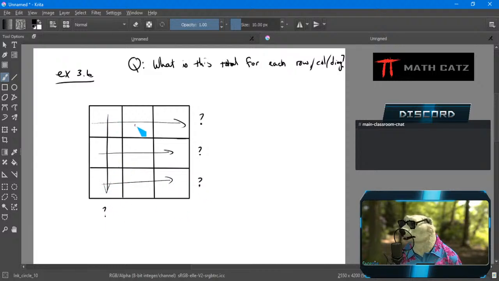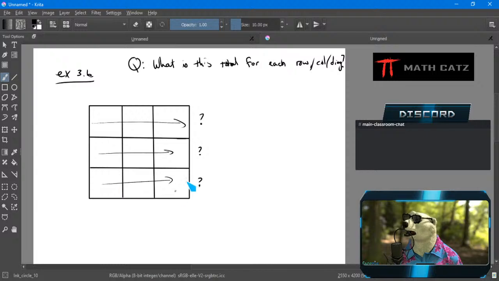This column is going to give me the same number. This column is going to give me the same number. This one's going to give me the same number. And the diagonals. Okay, now it gets overwhelming. What if I just focus on the rows? Let's just do the rows.